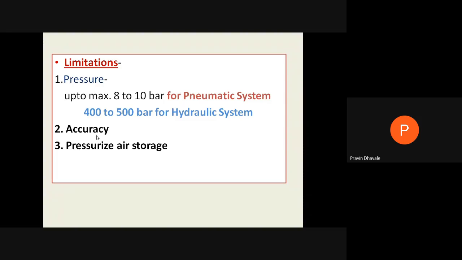Regarding the operations by using pneumatic and hydraulic, if you are concerned, the pneumatic systems are easy to operate, right? As they are operating at a low pressure. So hydraulic systems are operating at a high pressure range. Because of that, they are somewhat difficult to operate in nature, right?